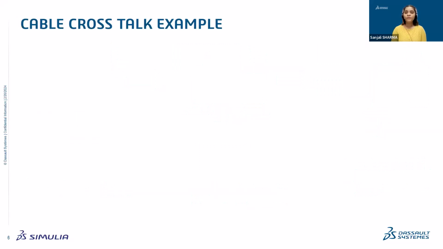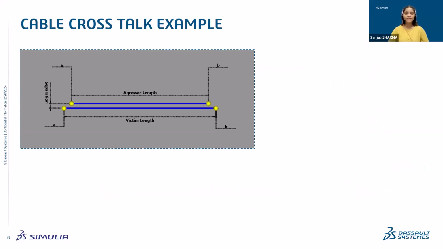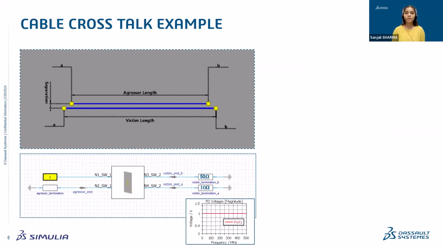Now we have taken a very basic EMC problem where we are studying the effect of an aggressor cable on the victim cable which is lying in its vicinity. We are varying the length of the aggressor cable, which has been excited with 1 volt from one end, and a variable load is applied to the other end of the aggressor cable. Both ends of the victim cable have been terminated with some load, and we are not changing it for this case.